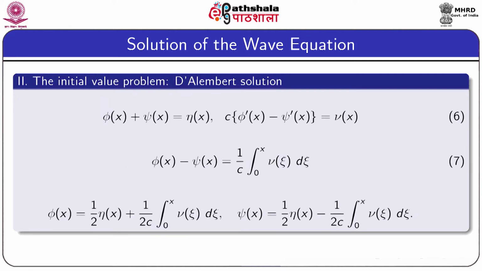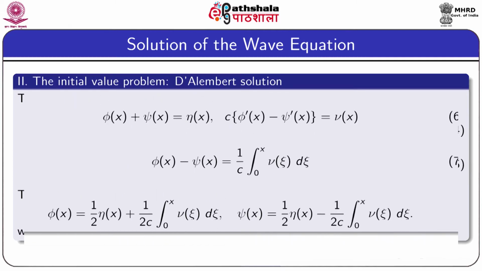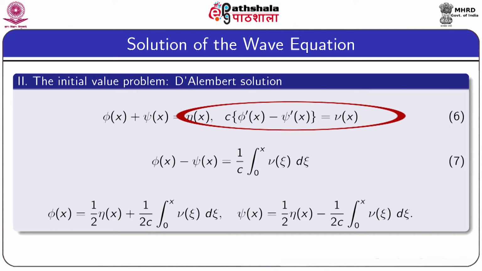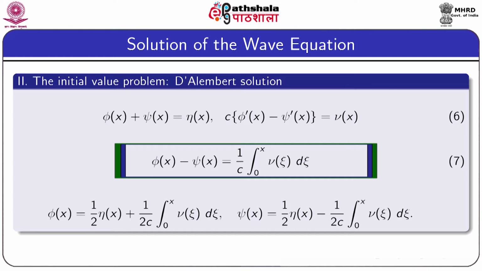So that gives φ(x) + ψ(x) = η(x), and the second initial condition ∂u/∂t = ν(x) at t = 0 gives another equation, c(φ'(x) − ψ'(x)) = ν(x), and this equation can be solved to get the solution which is written in equation number 7. So solving that, we get φ(x) − ψ(x) = (1/c) ∫ from 0 to x of ν(ξ) dξ.